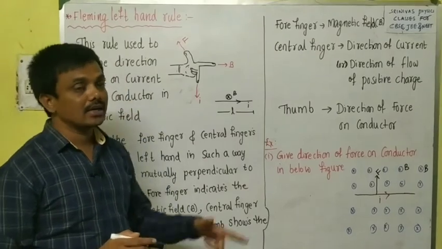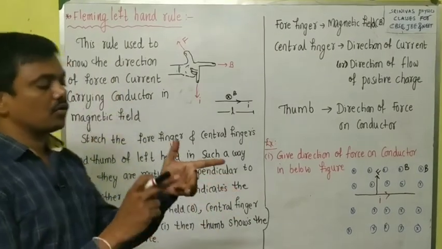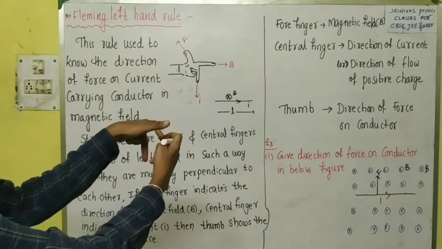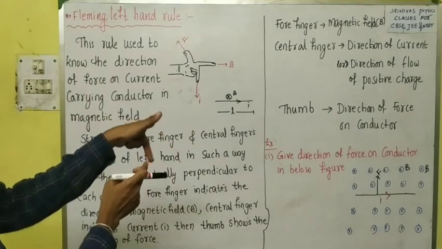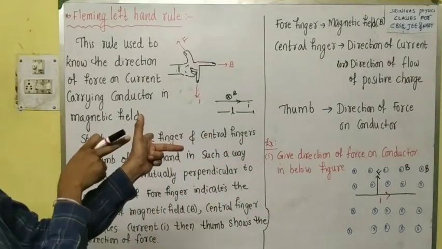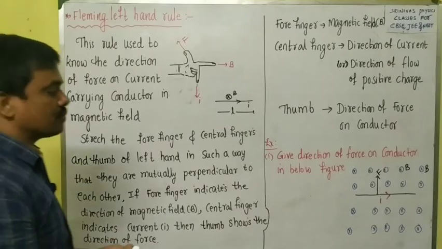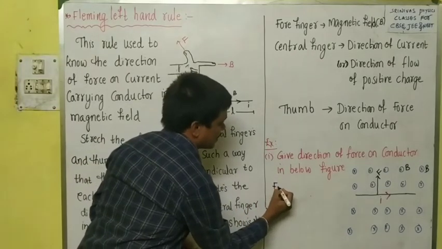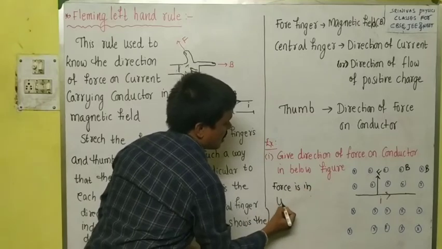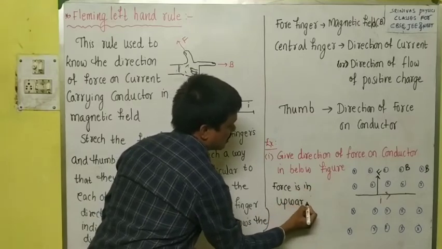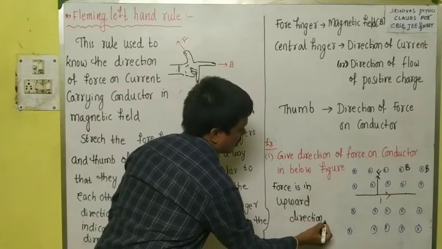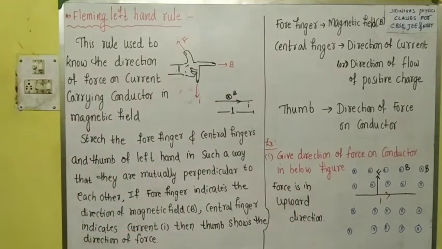Once again I will repeat how we have to tell. First adjust the forefinger towards the field, that is, into the board. Then arrange the central finger towards the current. Forefinger indicates the field, and the thumb automatically shows upward. That means the force is in the upward direction. Okay, the force direction is completed.